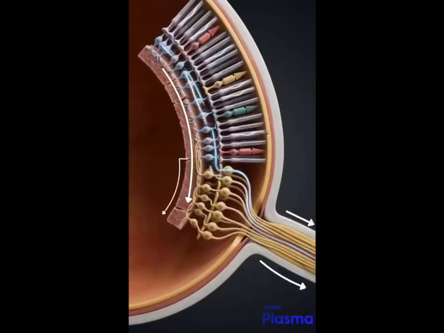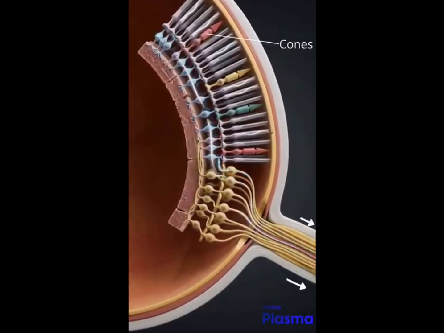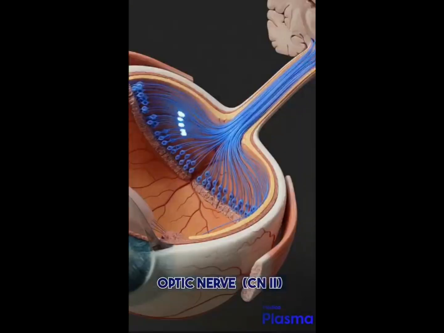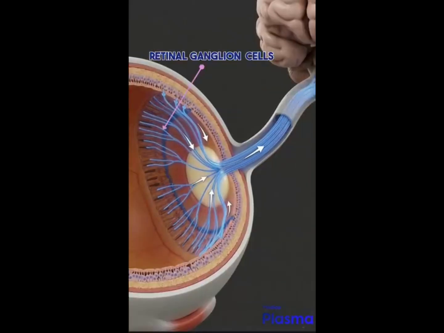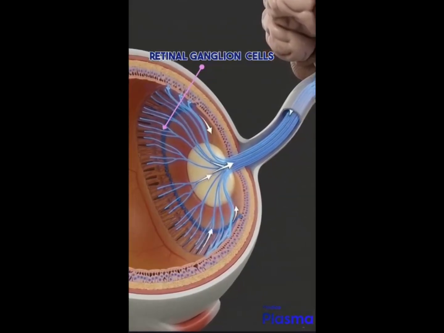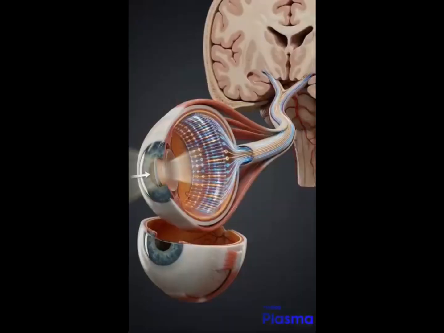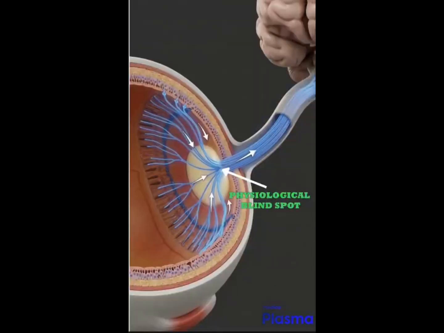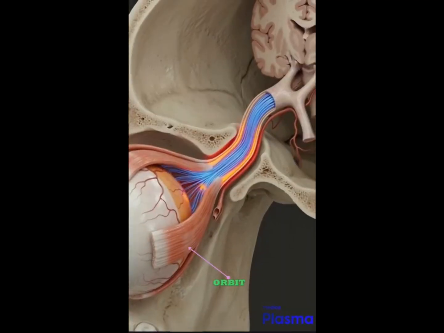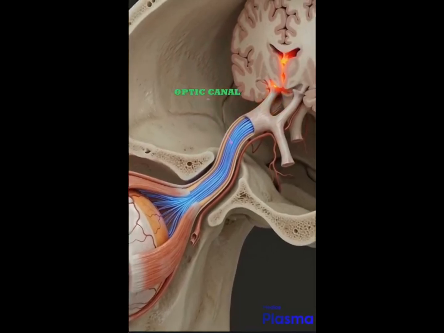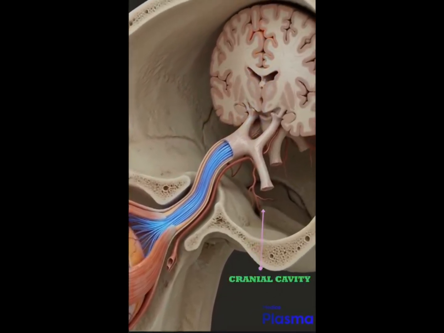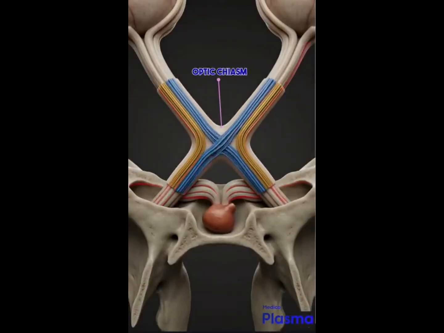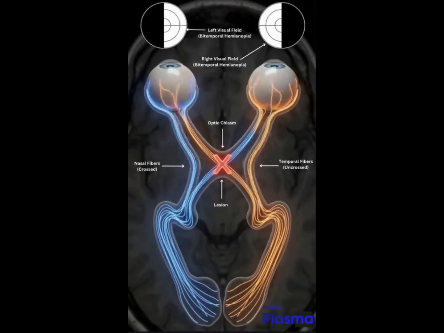Neural impulses generated by rods and cones are transmitted to the brain through the optic nerve, cranial nerve 2. The optic nerve is formed by the axons of retinal ganglion cells, which converge at the optic disc. Hence, the optic disc has no photoreceptors and represents the physiological blind spot. The optic nerve exits the orbit through the optic canal and enters the cranial cavity. At the optic chiasm, located superior to the pituitary gland, there is partial decussation of fibers.